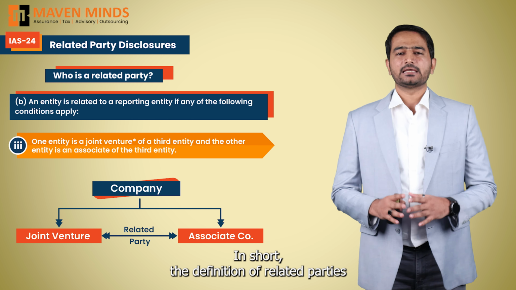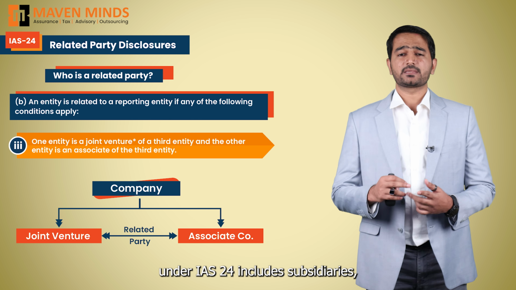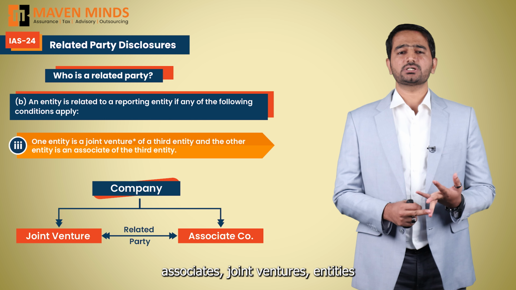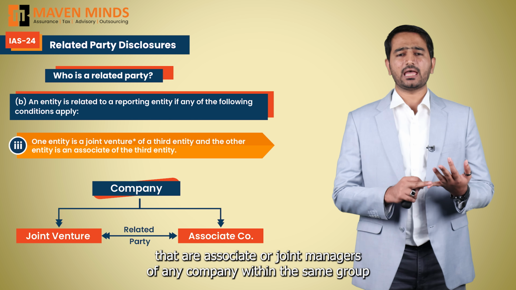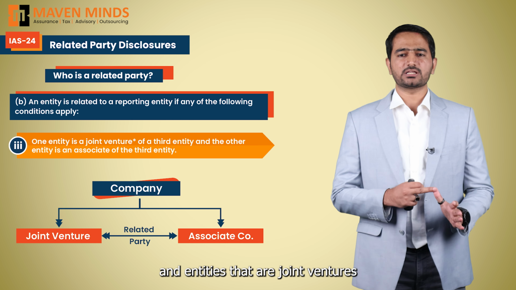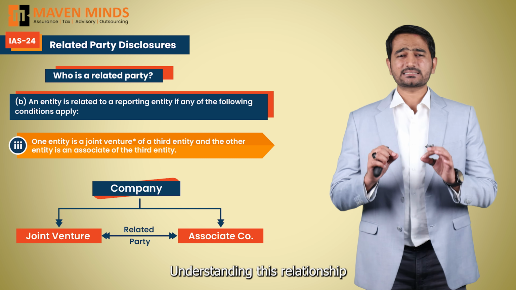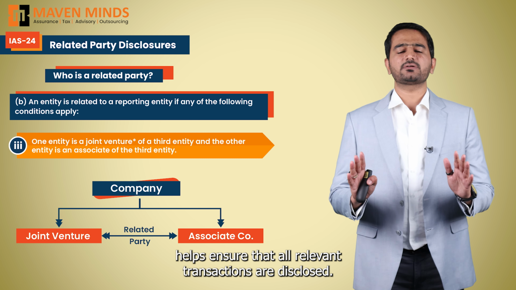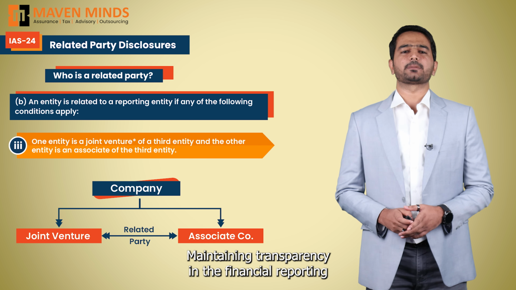In short, the definition of related parties under IAS 24 includes subsidiaries, associates, joint ventures, entities that are associates or joint ventures of any company within the same group, and entities that are joint ventures or associates of the same third party. Understanding these relationships helps ensure that all relevant transactions are disclosed, maintaining transparency in the financial reporting.